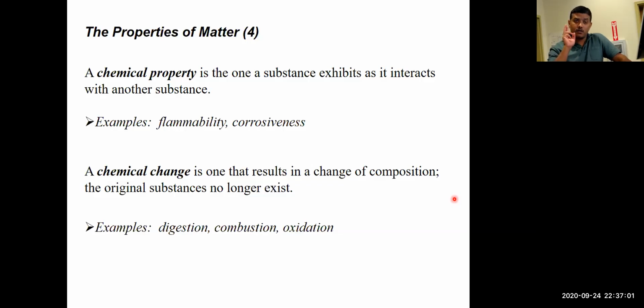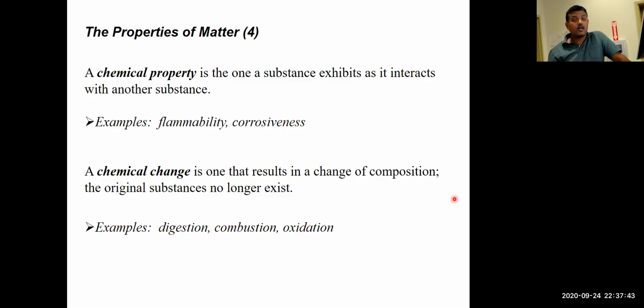Now we are going to add 2 more qualities of matter to our discussion. One is a chemical property. A chemical property is defined as a matter's behavior when it interacts with another form of matter. For example, flammability is a chemical property of a compound. Some compounds have a high flammability rating, some have a low flammability rating. For example, ether has a high flammability rating because it's its chemical property, that's its nature.